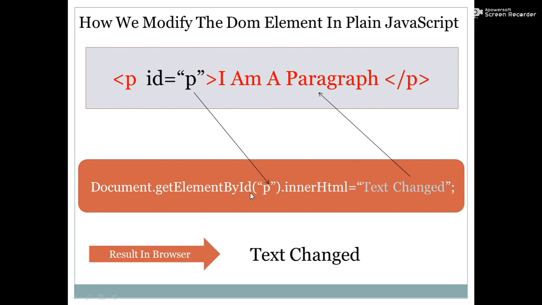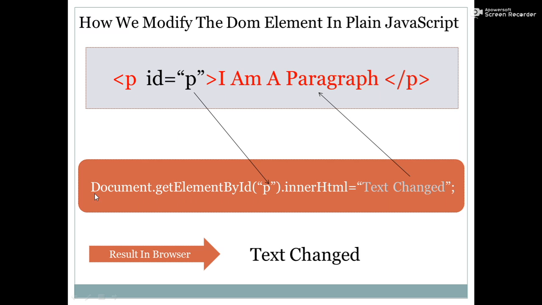Imagine in plain JavaScript, when you are writing some stuff inside your HTML, you may have a paragraph tag with some text like "I am a paragraph". Then you have an ID attached to that paragraph. Inside your javascript.js, if you want to have a reference to this paragraph, you may do something like document.getElementById.